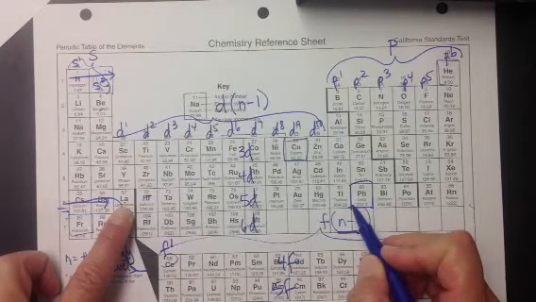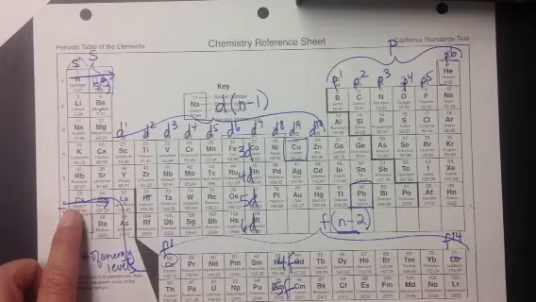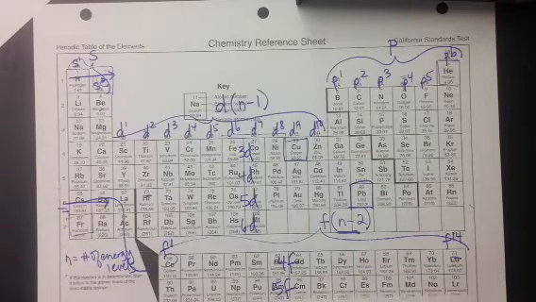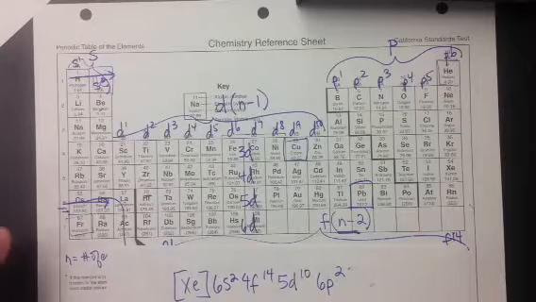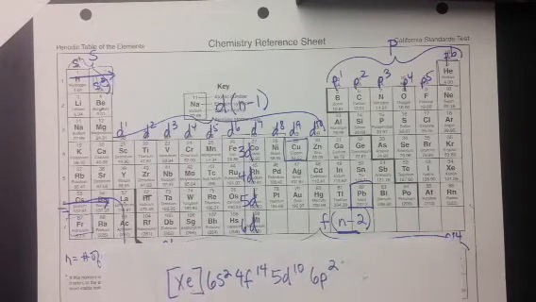Then when I get back to my P block, I go back to what the energy level is, so this would be 6p2. So that is the electron configuration for lead.